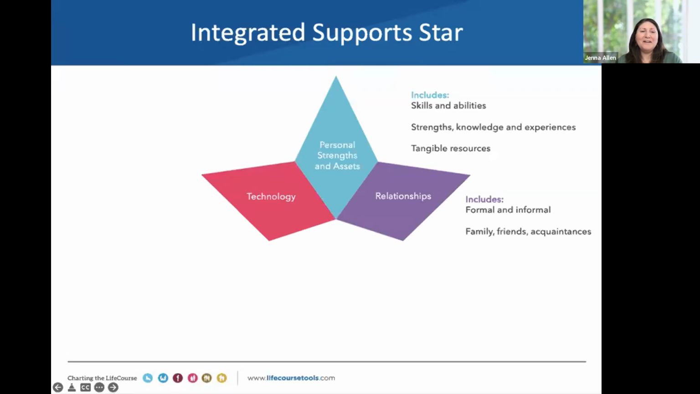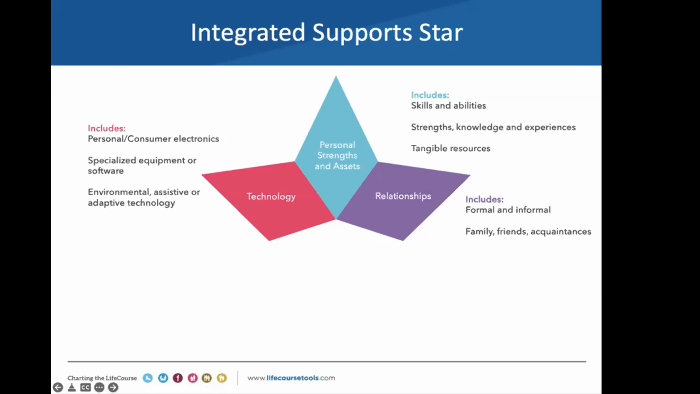Technology is an important area of support for most of us. This would include the personal consumer electronics, things like tablets, phones, computers that most of us use every day, as well as specialized equipment or software.